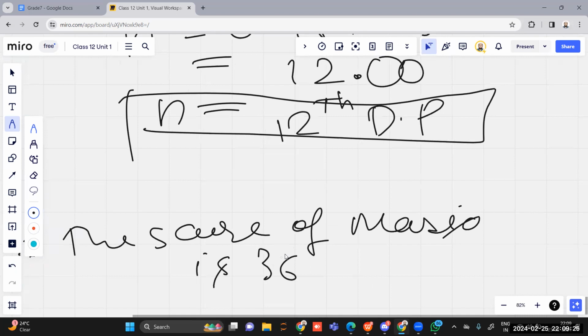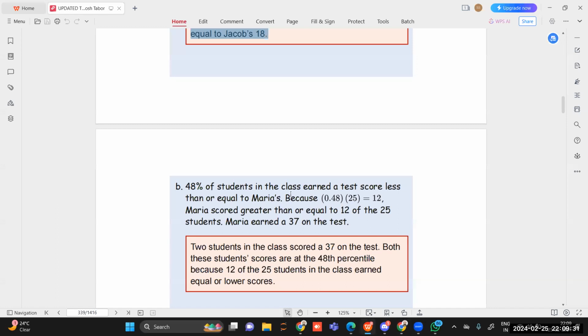You need to be very conscious in counting 37. Did you get that? All the reverse way, how to calculate the percentile, as well as how to calculate the score when the percentile is given.